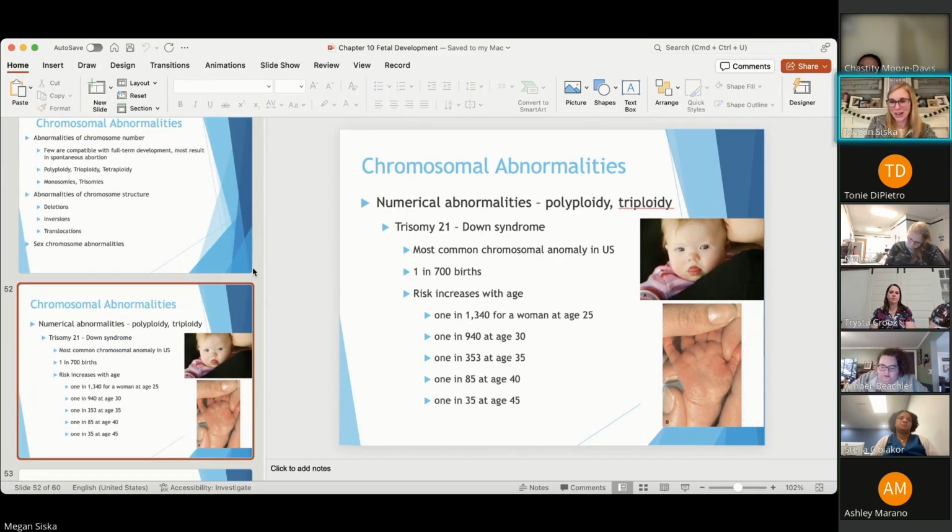So here you go, as an example, because I feel like we're all pretty familiar with Down syndrome. That is trisomy 21. Those individuals with Down syndrome have 3 copies of the 21st chromosome instead of 2.